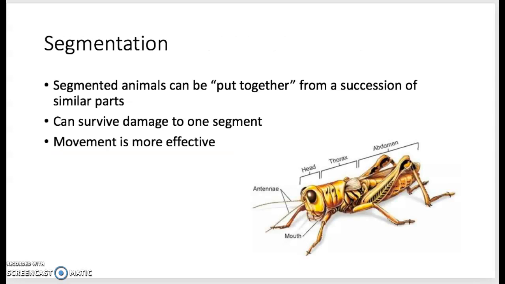Okay, then we have segmentation, and this means animals can be put together from similar parts. So basically how we have our head, we have our chest, we have our abdomen, you have your different appendages. That's what segmentation means, and it just means you have different parts that come together. So you can have damage to your leg and you're going to survive. You can have damage to your abdomen, still going to survive. This makes movement a lot more efficient, a lot more effective, and it helps with survival rates.